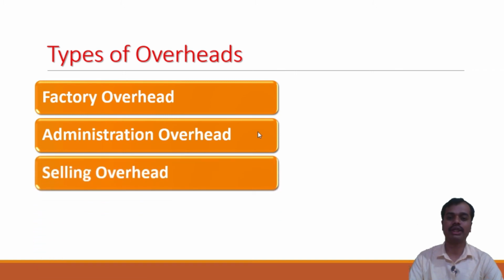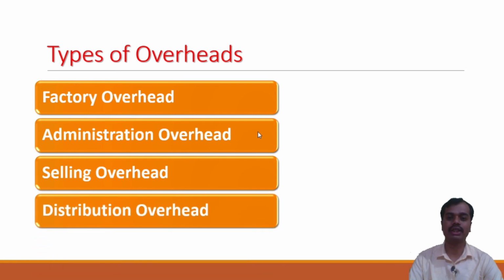Next overhead is selling overhead. It refers all expenses incurred in connection with sales. For example, salary of sales department staff, travelers commission, advertisement, etc.